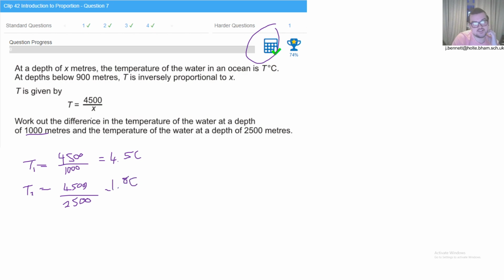Now the question says work out the difference. So in our calculator, 4.5 minus 1.8 gives you 2.7. There is our answer. The difference in temperature of the water at a depth of 1,000 and the temperature at a depth of 2,500 is 2.7 degrees.